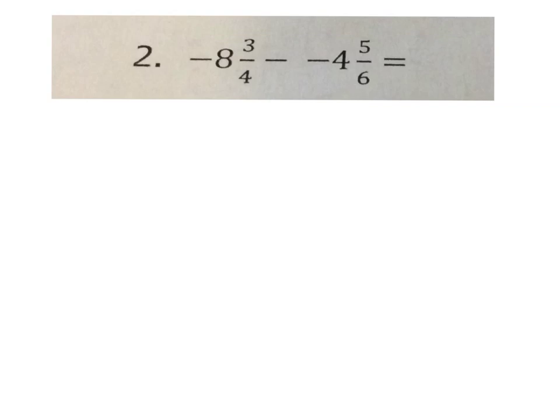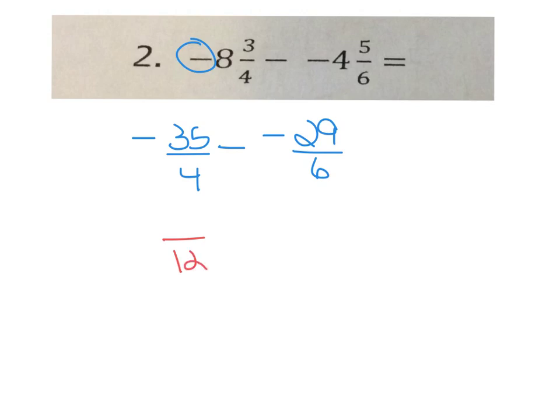All right, here's problem number 2, negative 8 and 3/4 minus negative 4 and 5/6. Again, I need to make them improper fractions, so 4 times 8 is 32, plus 3 is 35 over 4, and of course I'm going to make sure I bring down my negative, minus, and a negative, 6 times 4 is 24, plus 5 is 29 over 6. My common denominator of these two fractions is 12.